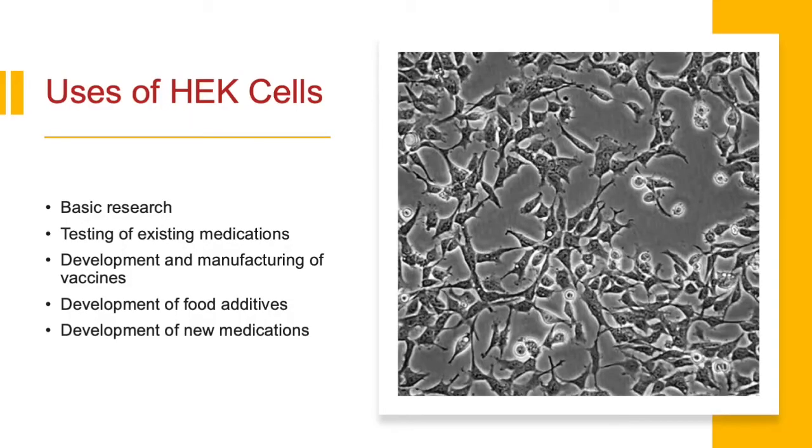Now, just to clarify, these HEK293 cells are used sort of ubiquitously in research because of all those properties that I talked about before. They're used widely in basic research, and if you need to express a human protein to examine how it works, it's a very useful and easy cell line to do that in. So you can get to the final product a lot quicker with a lot fewer headaches than many other cell lines. So it's used for the testing of a lot of existing medications, for the development of new medications, as you can see, the development and manufacturing of vaccines, and also for the development of food additives.